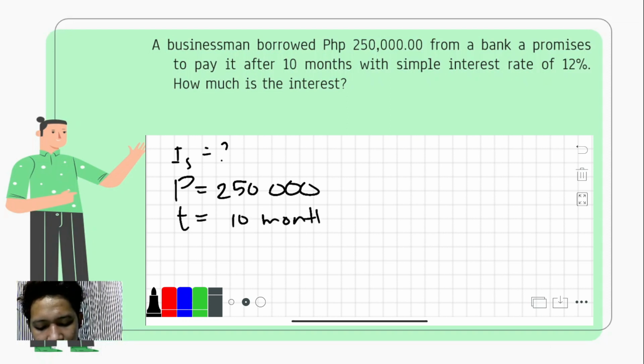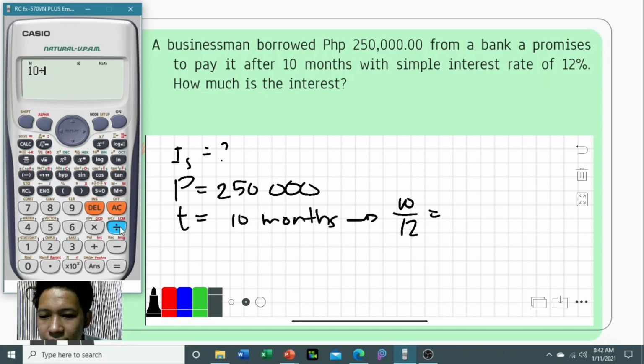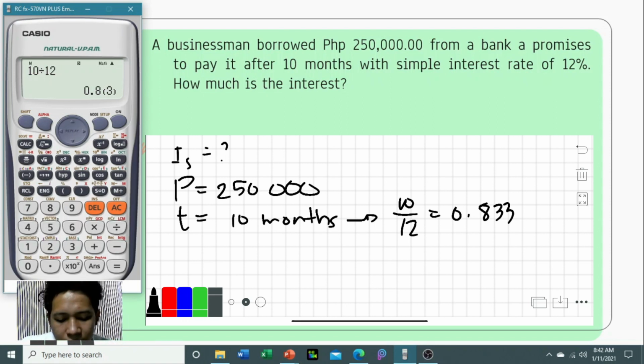Yet, sabi sa definition natin, the time or the term should be expressed in years. So, paano po natin mako-convert yung months into years? Since there are 12 months in a year, we simply divide 10 by 12. And that will yield 10 divided by 12. That would be 0.8333. So that's a non-terminating decimal. Okay.